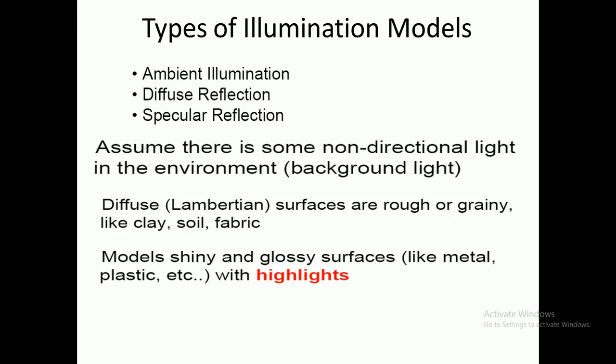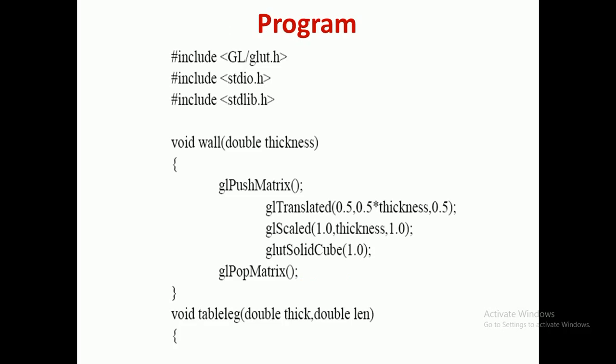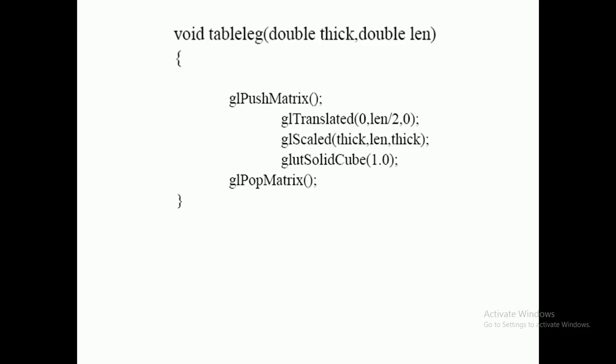Right? These are different types of illumination models. All illumination models can be implemented in OpenGL. For using all these different types of illumination models in OpenGL, we have APIs. APIs will be there to set these, means to calculate the intensity of light on the objects, right? We have the APIs. Then we will go to the program. Before going to the program, I will explain with the output.